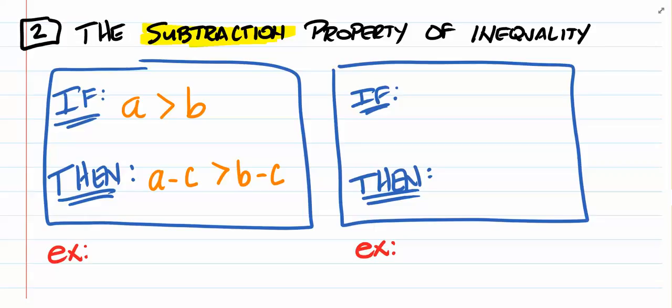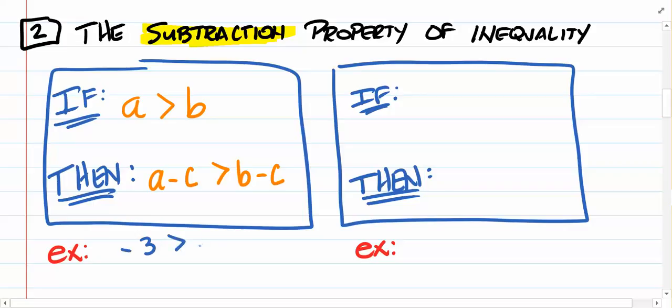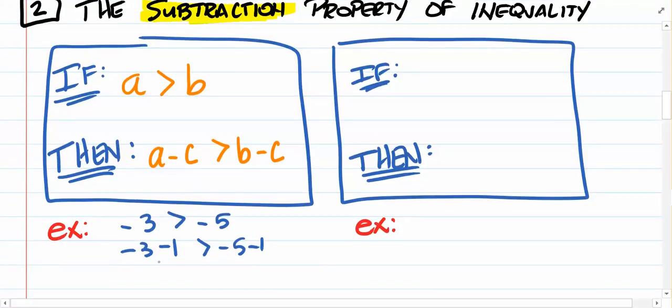As a quick example, here we go. We know that negative 3 is bigger than negative 5. So if I add 1 to both sides, or excuse me, subtract 1, negative 3 minus 1 should be bigger than negative 5 minus 1. And we can check and see negative 3 minus 1, negative 4, is still bigger than negative 6. This is still a true statement.